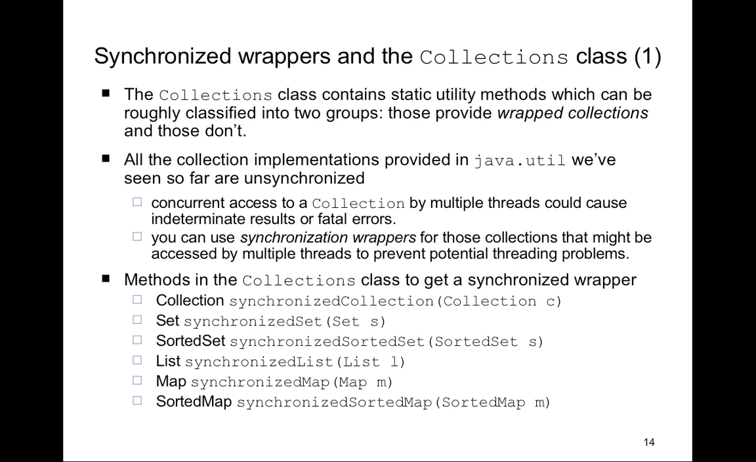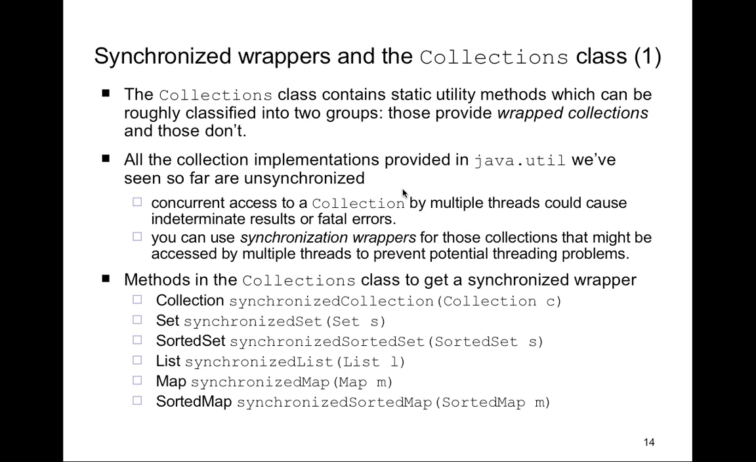Synchronized wrappers and the collections class. I'll give you some new vocabulary. The collections class contains static utility methods, which can be roughly classified into two groups: those provided by wrapped collections and those that don't wrap. Then I'm going to run through some examples, and you'll see what the differences are in terms of what these categories are.